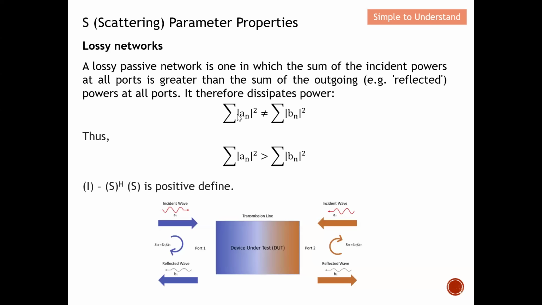For a lossy network, in the practical use case, whatever you put in cannot be 100% coming out from the DUT. Some will be lost, for example heat loss, etc. So this is not possible. Therefore, when you sum the power of the incident waves, it will definitely be bigger than the power of the reflected waves. This is what we know as a lossy network.